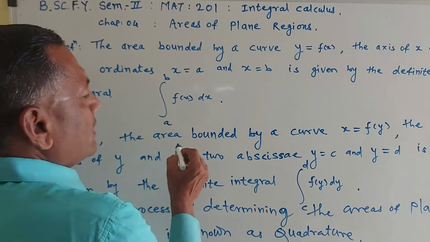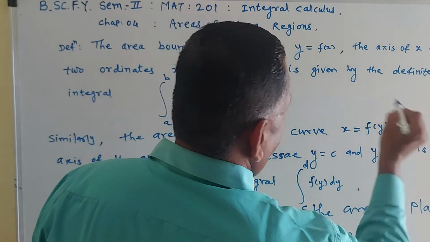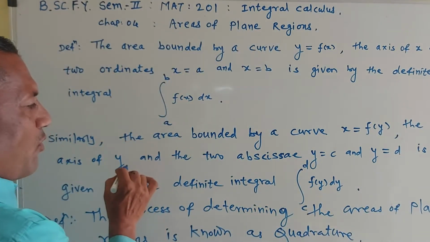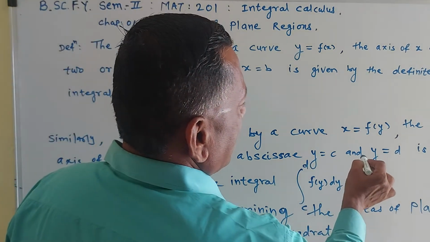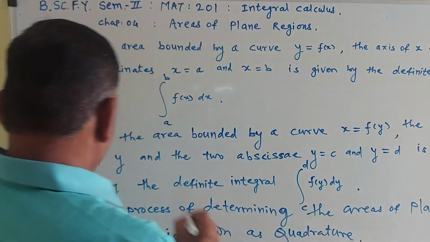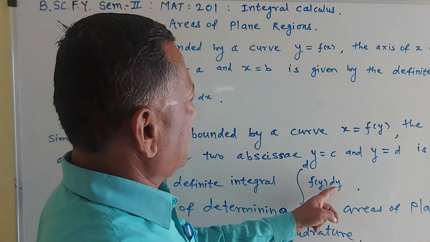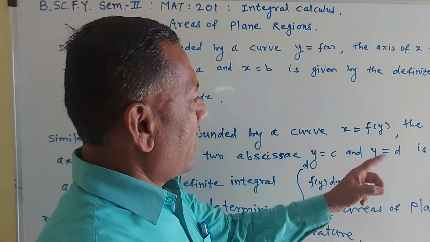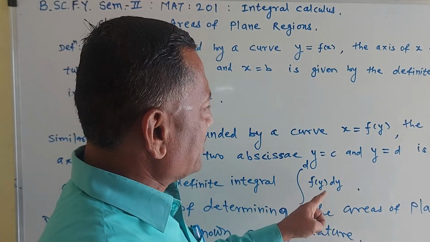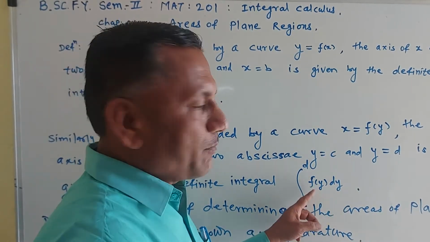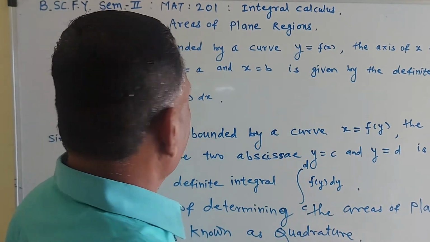Similarly, the area bounded by a curve x is equal to f of y, the axis of y and the two abscissae y is equal to c and y is equal to d is given by the definite integral of f of y dy. F of y means x. Integration is going from c to d. Integration of x dy or integration of f of y dy, going from c to d.